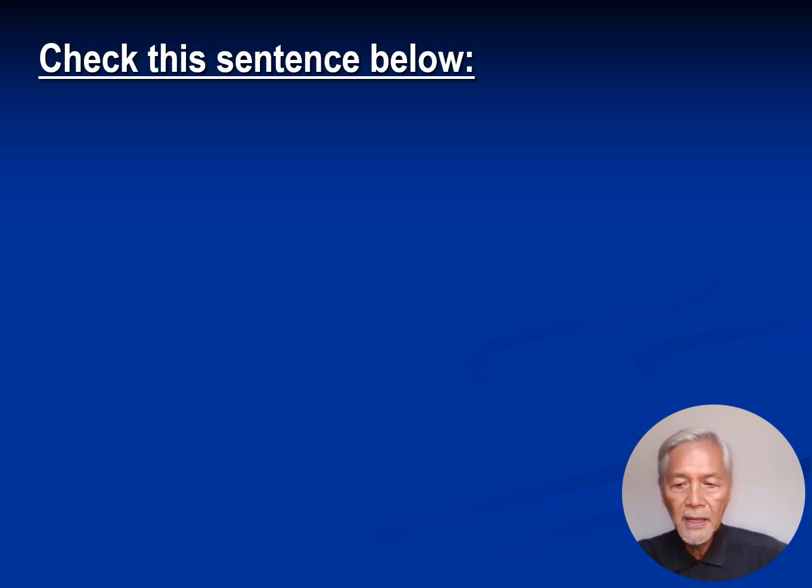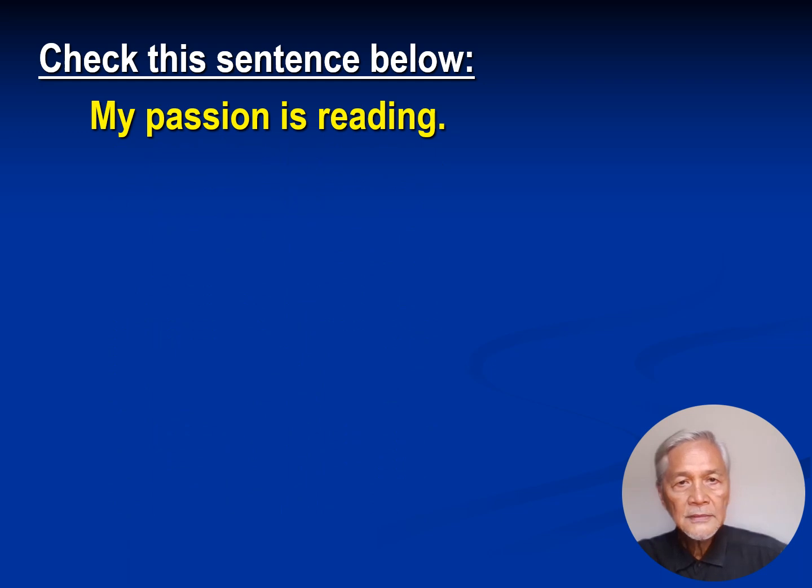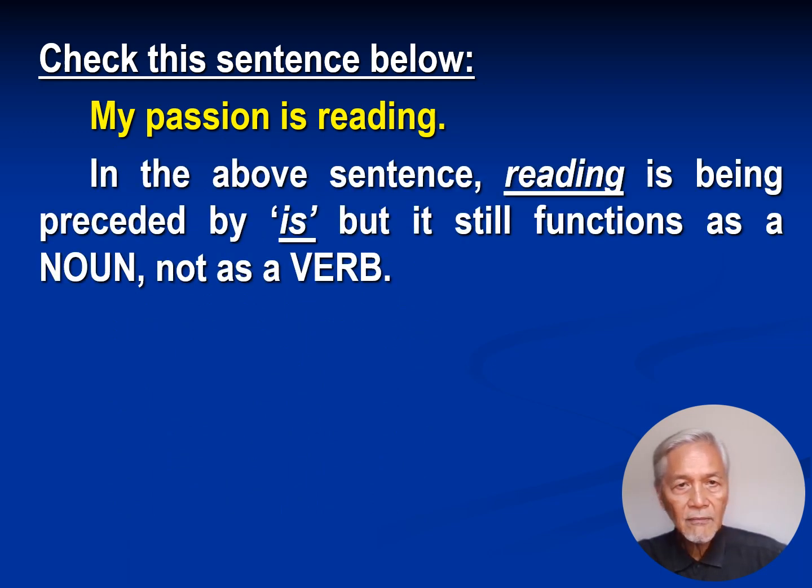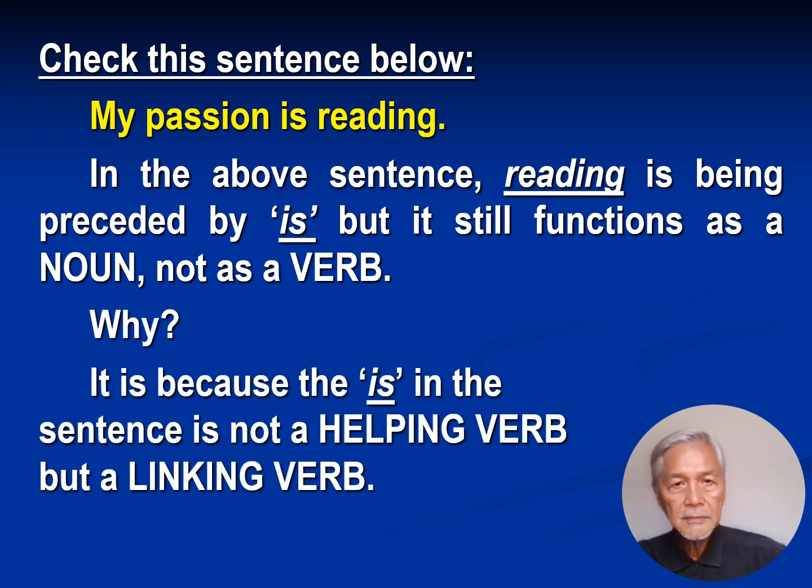Check this sentence below. My passion is reading. In the above sentence, reading is being preceded by is, but it still functions as a noun, not as a verb. Why? It is because the is in the sentence is not a helping verb, but a linking verb.